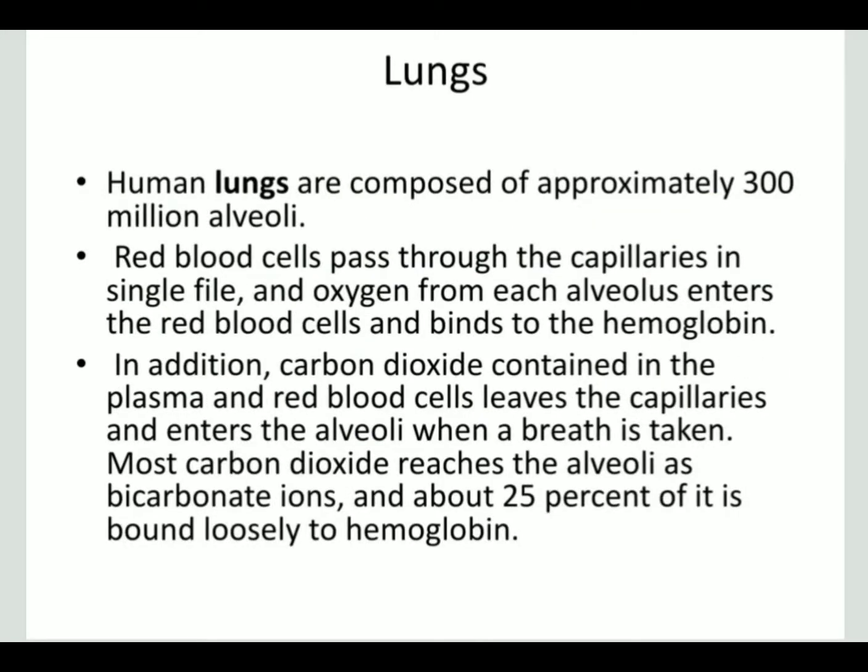Human lungs have 300 million alveoli. Red blood cells pass through the capillaries in a single file, and oxygen from each alveolus enters the red blood cells and binds to the hemoglobin. In addition, carbon dioxide contained in the plasma and red blood cells leaves the capillaries and enters the alveoli when a breath is taken. Most carbon dioxide reaches the alveoli as bicarbonate ions, and about 25% of it is bound loosely to the hemoglobin.